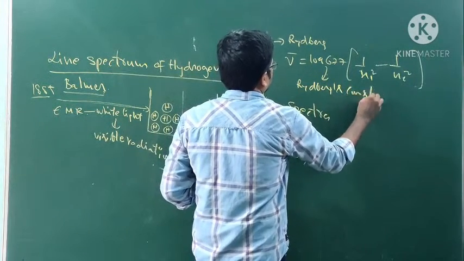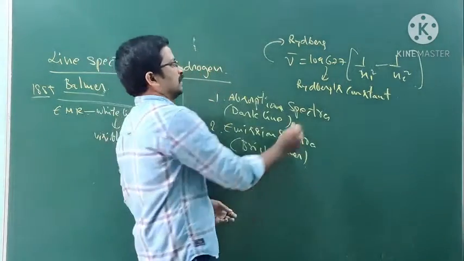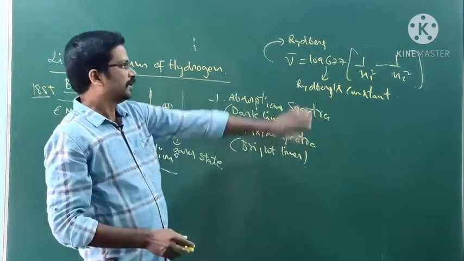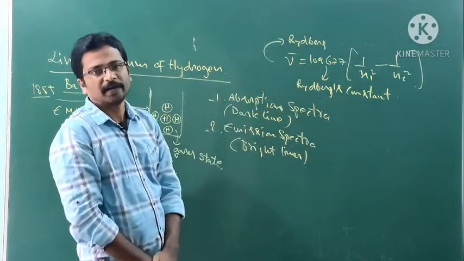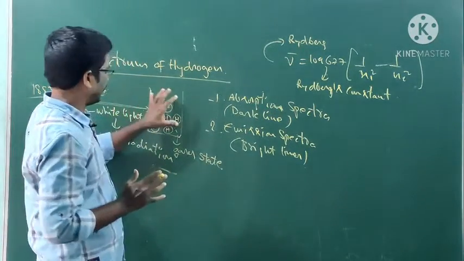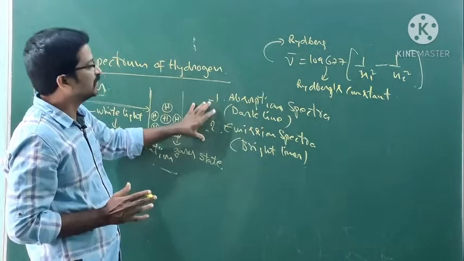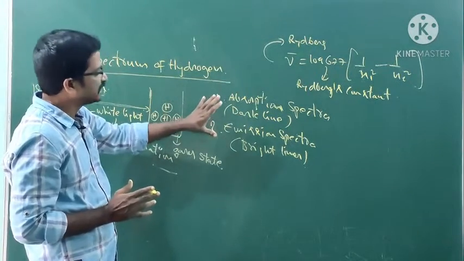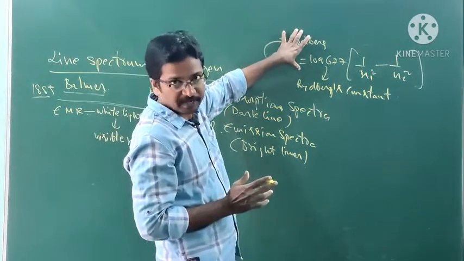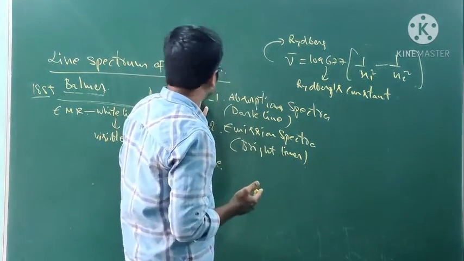Rydberg's constant. Okay, this is known as Rydberg's constant. Okay, Rydberg has given this formula. On experimental data, Balmer explained his experiment, these lines, by using this formula. By using his formula, he can explain his experiment.